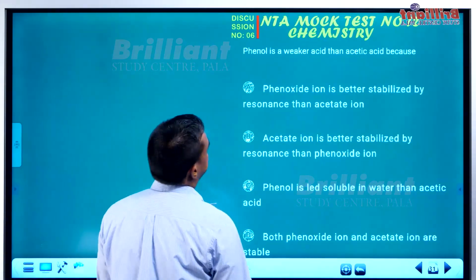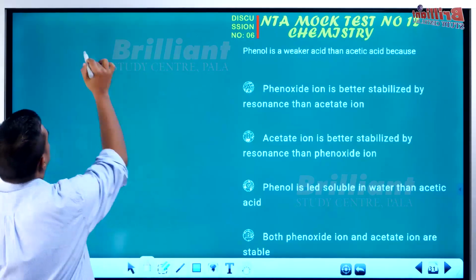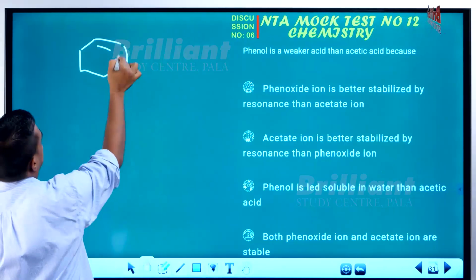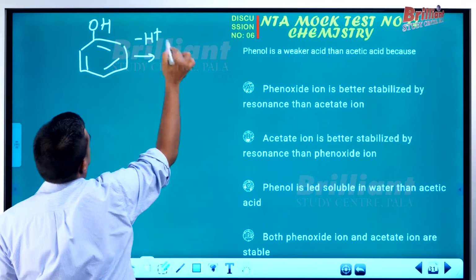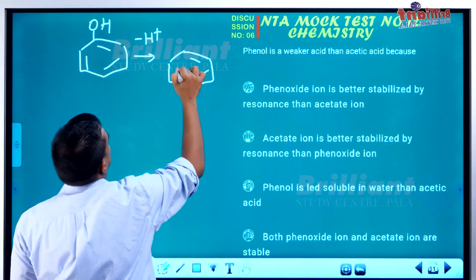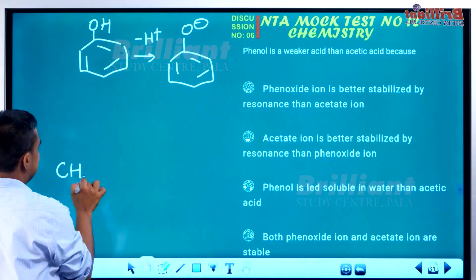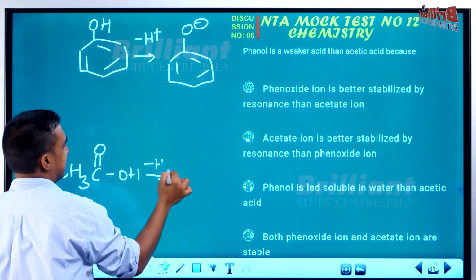Now, phenol is a weaker acid than acetic acid because, for this we have to look at the stability of the conjugate base. Suppose phenol acts as an acid, losing H+, what we get is phenoxide ion. And suppose acetic acid acts as an acid, what we get is acetate ion.